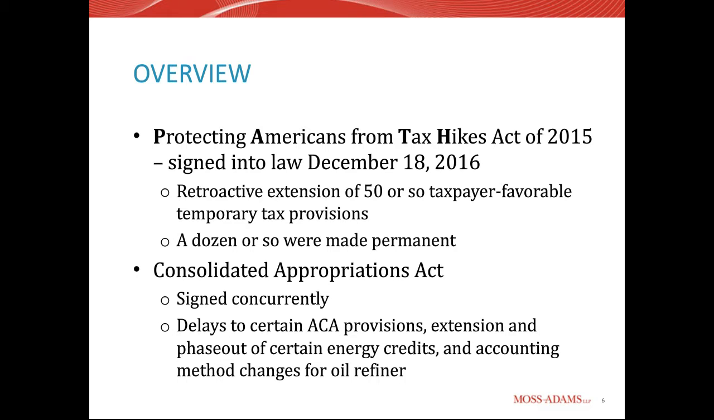A few of the popular tax breaks that are extended through 2019 include bonus depreciation, work opportunity tax credit, and the new market tax credit. And then a few that were extended through 16 are empowerment zone incentives and various energy incentives. And we're going to cover most of these in the coming slides.